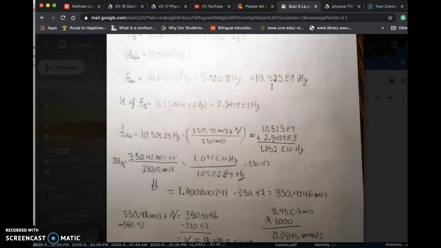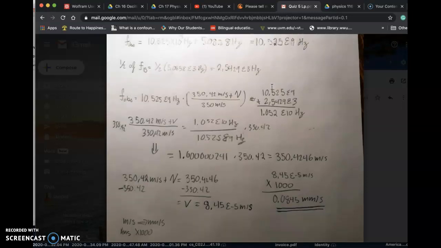350.4246 meters per second. And then when you subtract the original meters per second that we got in number 1, we get a velocity of 8.45 E-5 meters per second. Now, in order to convert this to millimeters per second, we take the answer and multiply it by 1,000. This ends up with a total value of 0.0845 millimeters per second.